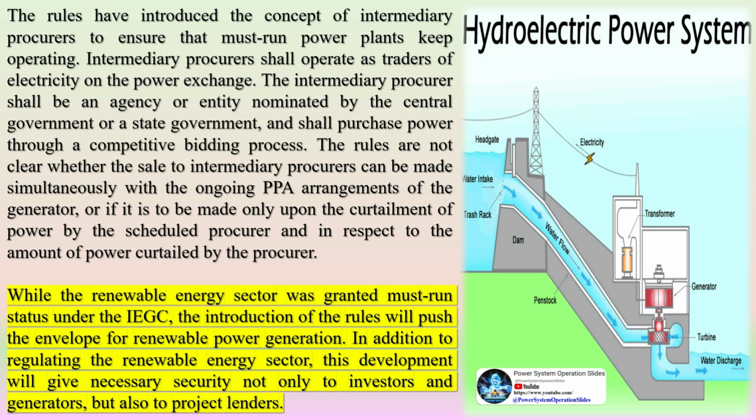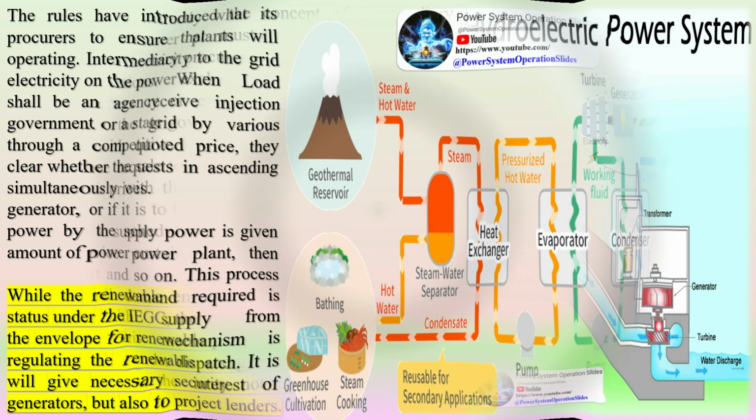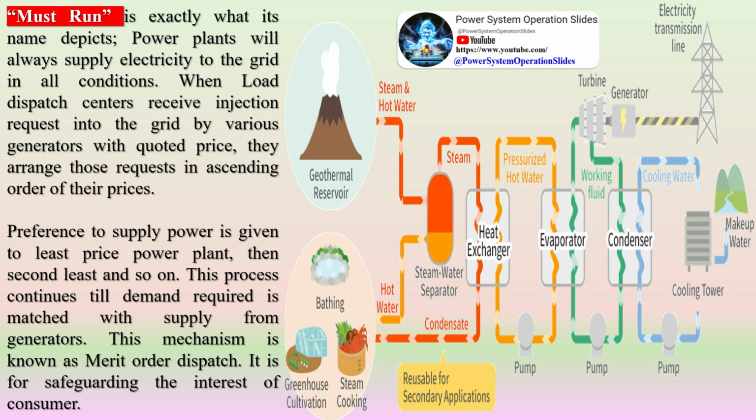The rules are not clear whether the sale to intermediary procurers can be made simultaneously with the ongoing PPA arrangements of the generator, or if it is to be made only upon the curtailment of power by the scheduled procurer and in respect to the amount of power curtailed by the procurer.